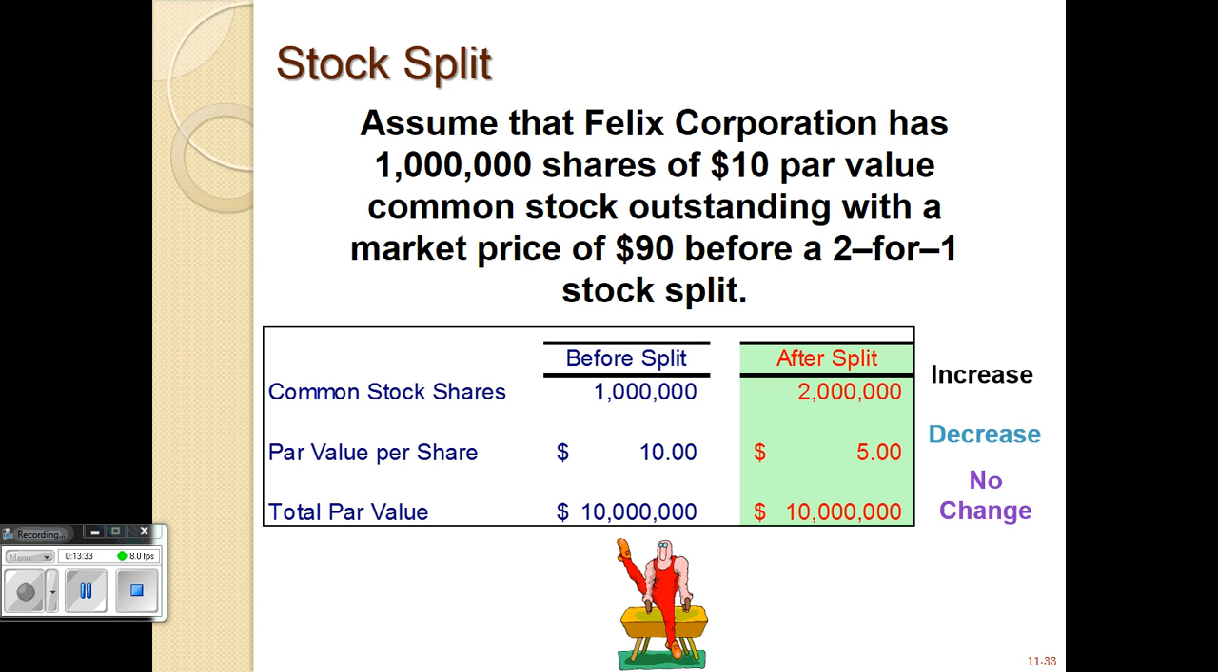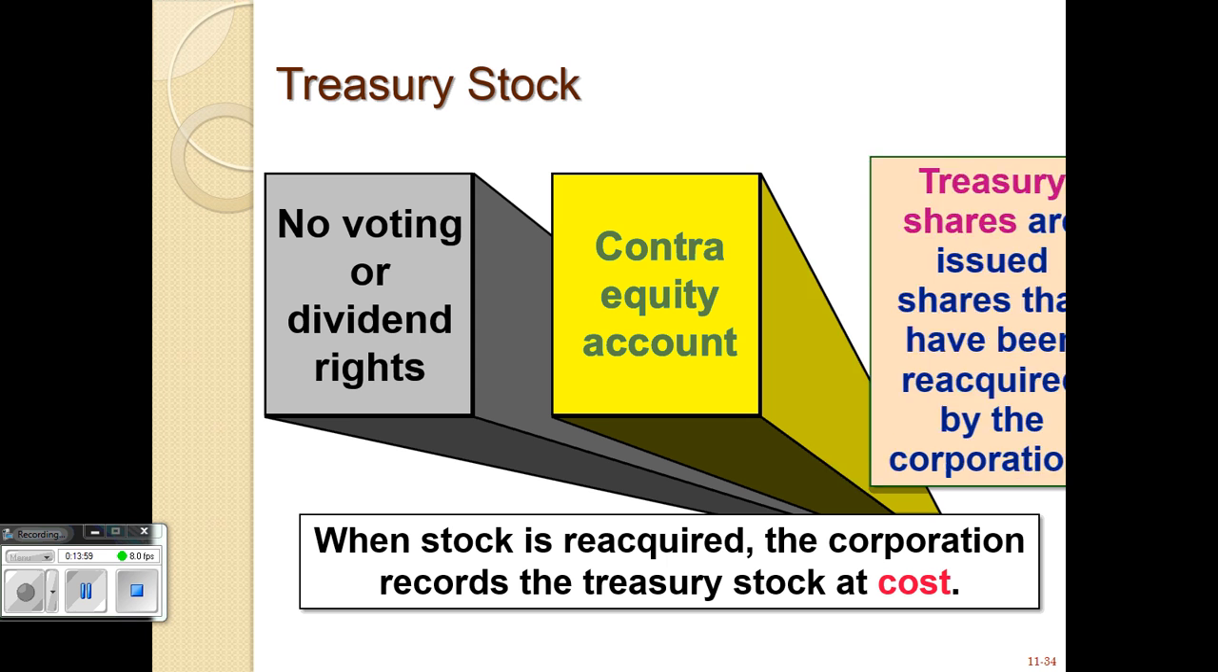Notice what happens after the split. The number of common shares goes from 1 million to 2 million. The par value of each gets cut in half, so it goes from $10 to $5, but there's no change in the total par value. So what shows up on the balance sheet as total par value doesn't change. All that changes is the number of shares that are outstanding, as well as the par value, which is going to decrease from $10 to $5.